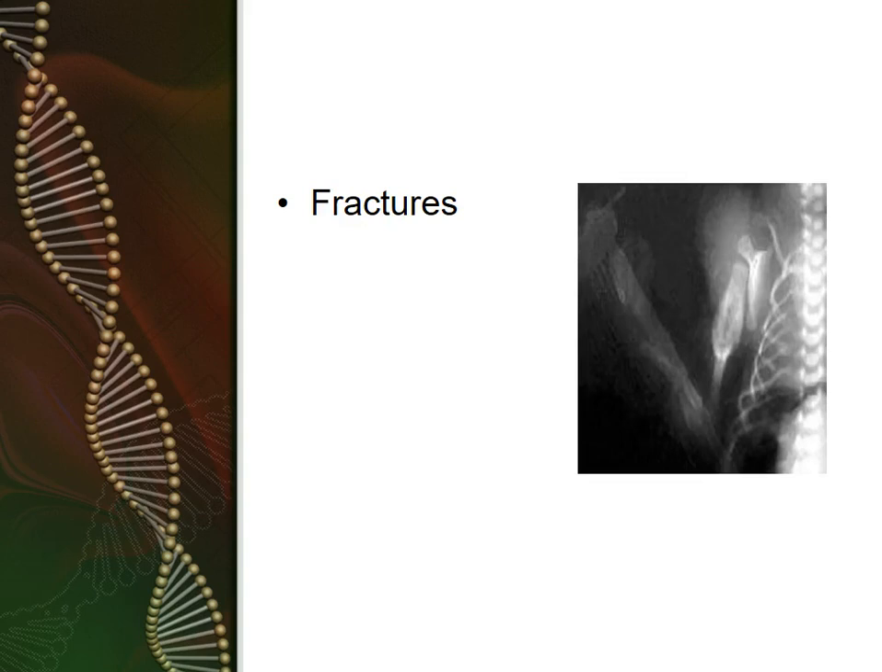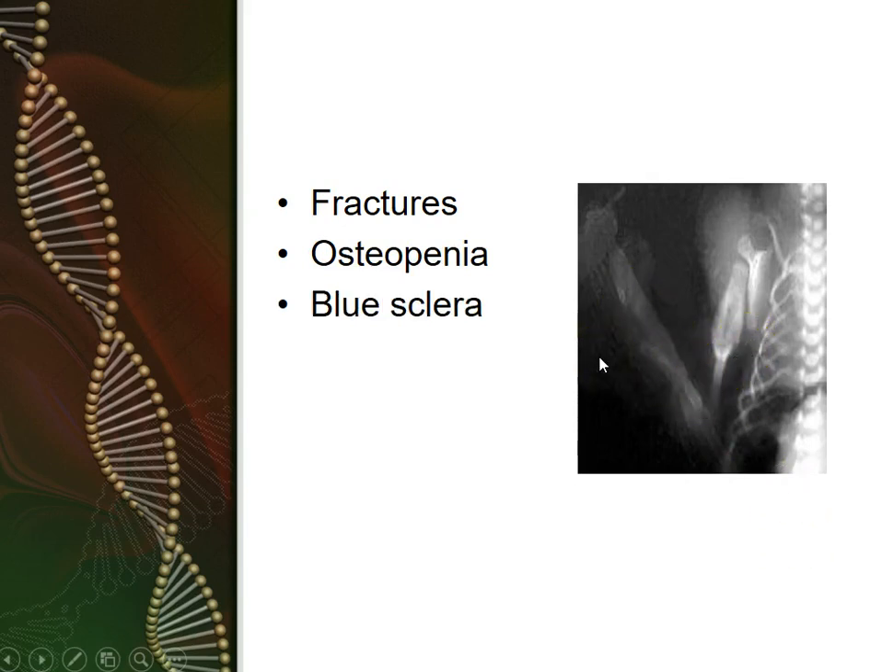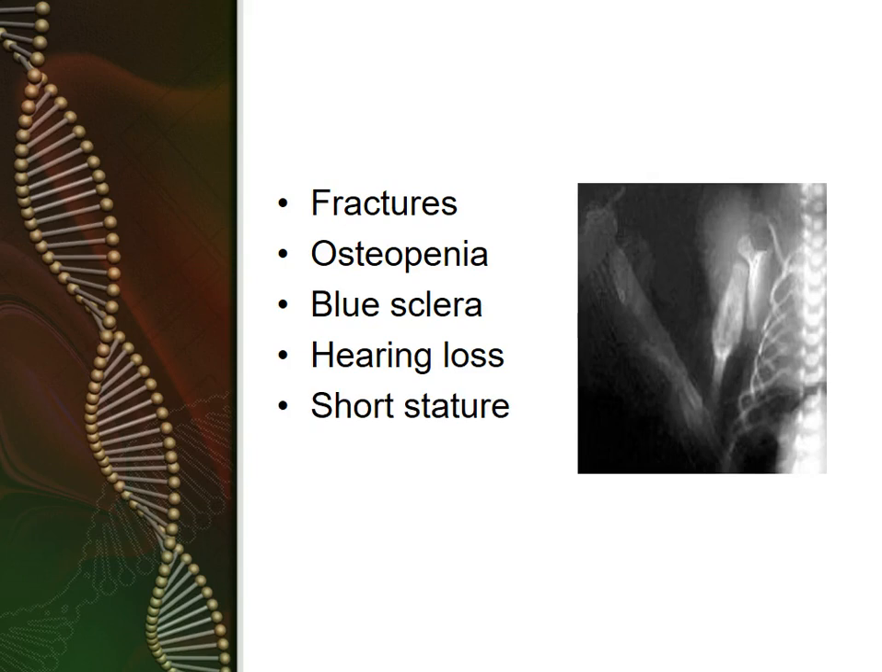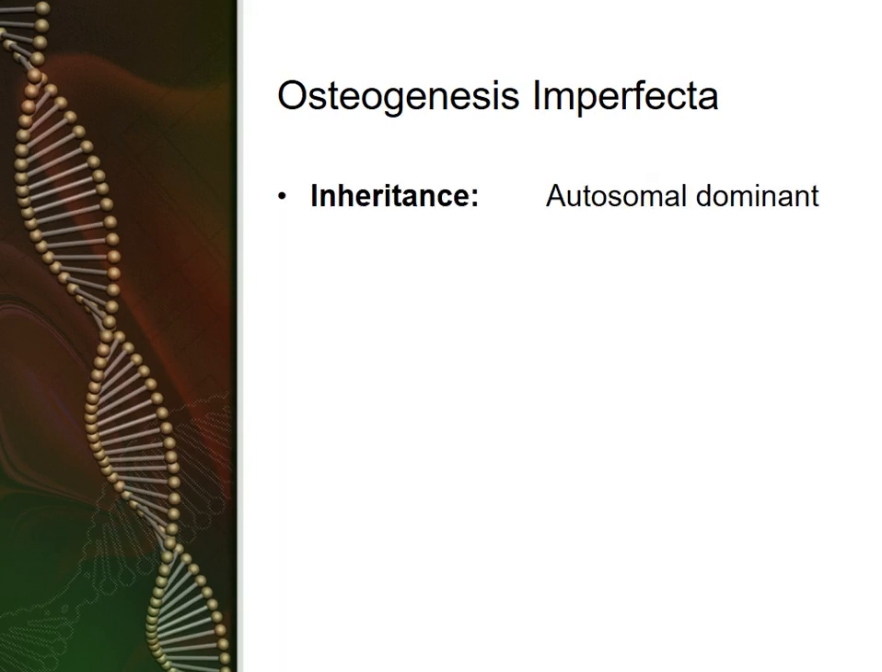So osteogenesis imperfecta type 1 is characterized by fractures. It's really weak bone. You can almost see there's very little mineralization of the bone. Blue sclera, the sclera, the white parts of the eyes, and because you can see to the back, they appear blue. Hearing loss, there's over 100 bones in our ears, so any weakness can result in hearing loss. And short stature for genetic height. So this is osteogenesis imperfecta.